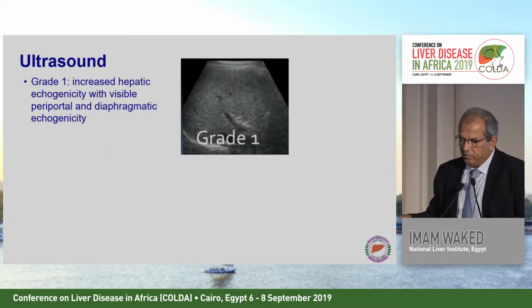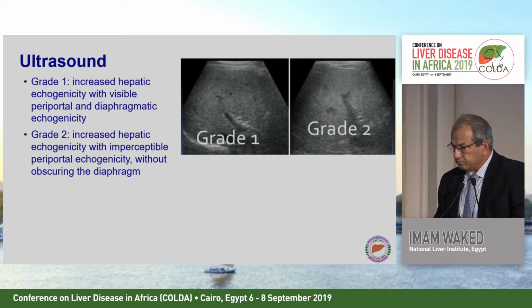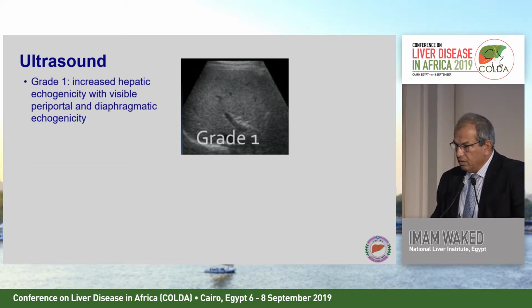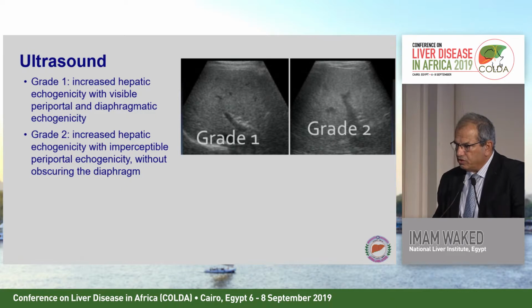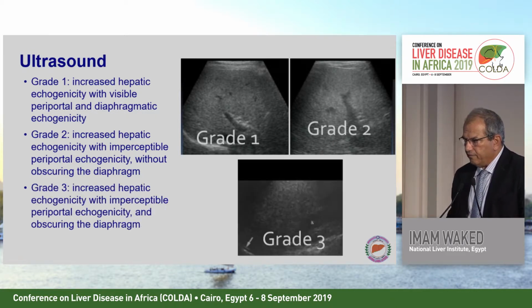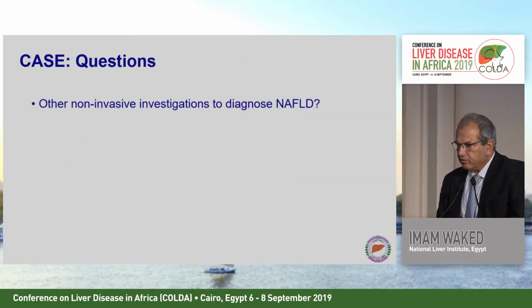Radiologists can grade fatty liver disease. In grade 1, you still see the periportal and the diaphragmatic echogenicity. Grade 2, the other way: you don't see the periportal, but you still see the diaphragmatic echogenicity. And in grade 3 fatty liver disease, you don't see both the periportal and the diaphragmatic echogenicity. So she had probably grade 2 fat on the ultrasound.